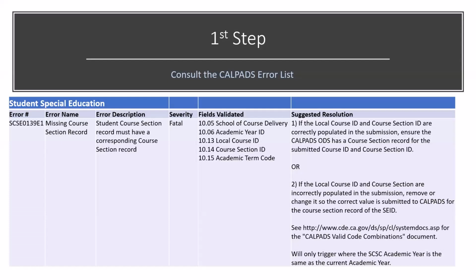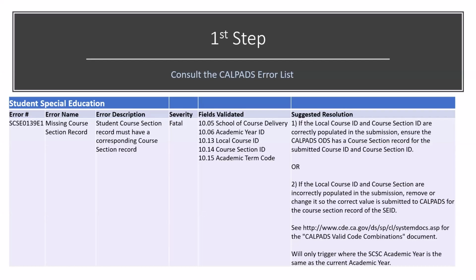SCSE0139E1. So let's break this down. The SCSE stands for Student Course Section Enrollment, right? That's the file that you would submit for Fall 2. You will also see this error in the form of SCSC, Student Course Completion. That's the error in the form of End of Year 1. So that's something to remember, right? SCSE, SCSC, it's the same thing, 0139.